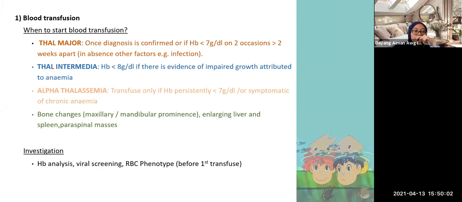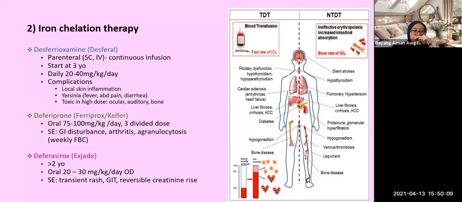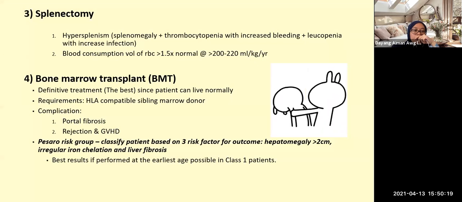So this is the indication of the blood transfusion. And then for the iron chelation therapy, usually we will give them parenteral. But if the patient is contraindicated, then we can give them oral. Then splenectomy when they presented with hypersplenism, bone marrow transplant will be done if the patient has a compatible sibling.